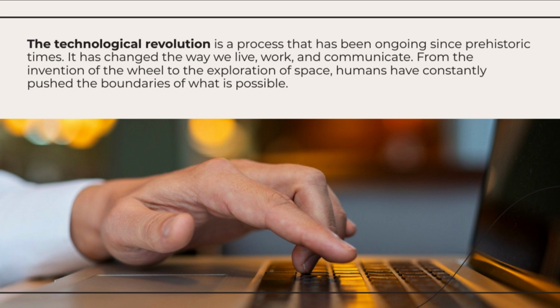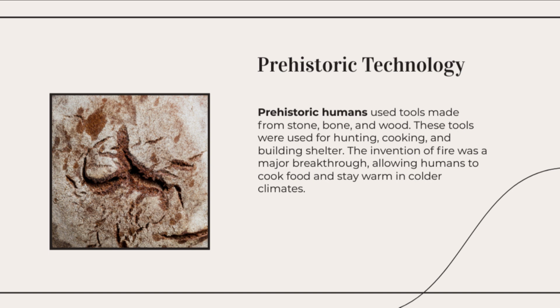2. Agricultural Revolution. The Agricultural Revolution, which occurred around 10,000 BCE, brought significant advancements in technology. Humans transitioned from a nomadic hunter-gatherer lifestyle to settled farming communities. This shift involved domesticating plants and animals, developing irrigation systems, and creating new tools like the plow.